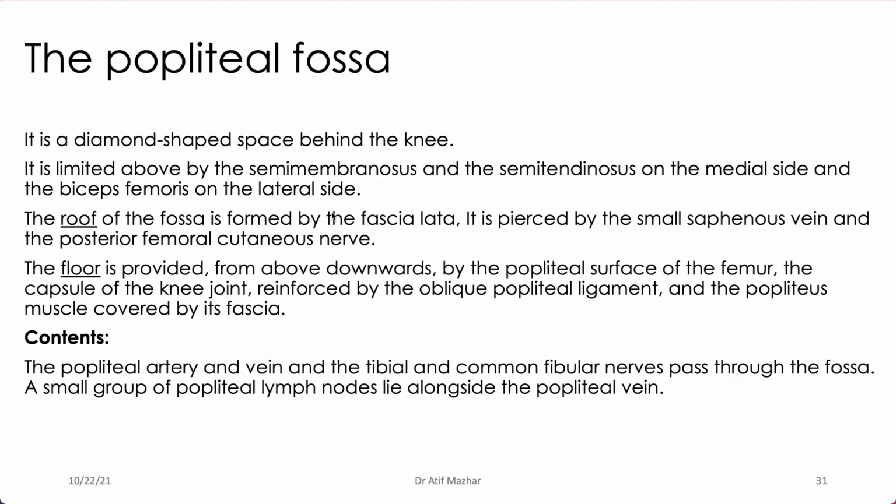And then what we need to know is the location: it's a diamond-shaped space, with a roof, a floor, and contents. The contents are the popliteal artery and the popliteal vein, and then the tibial and common fibular nerves. They are the contents, and then there are certain lymph nodes.